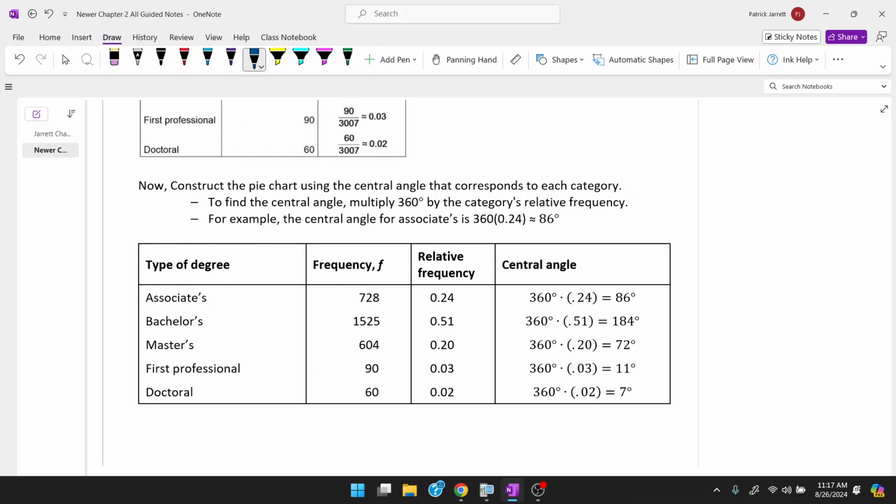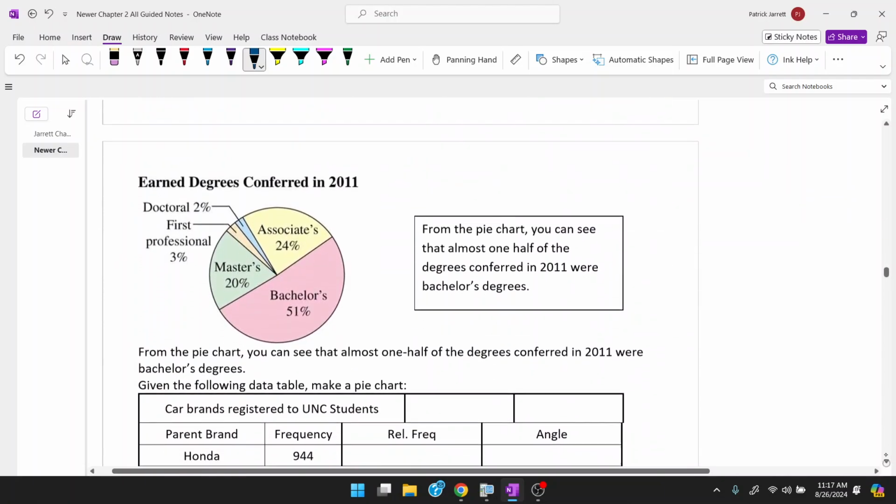And then when we draw our little pie chart here, we see that for this pie chart, almost one half of the degrees conferred were bachelor's degrees.